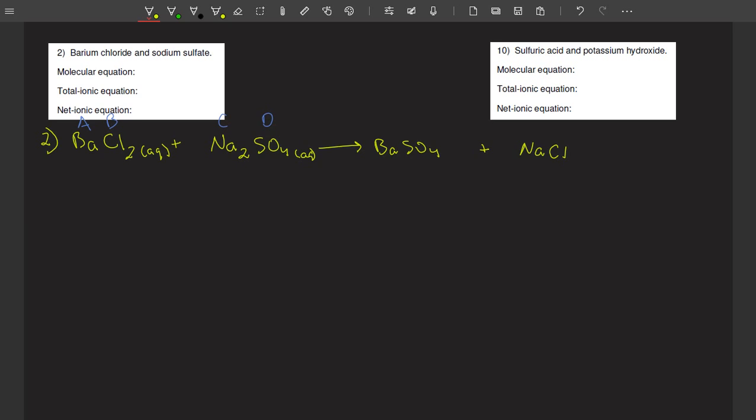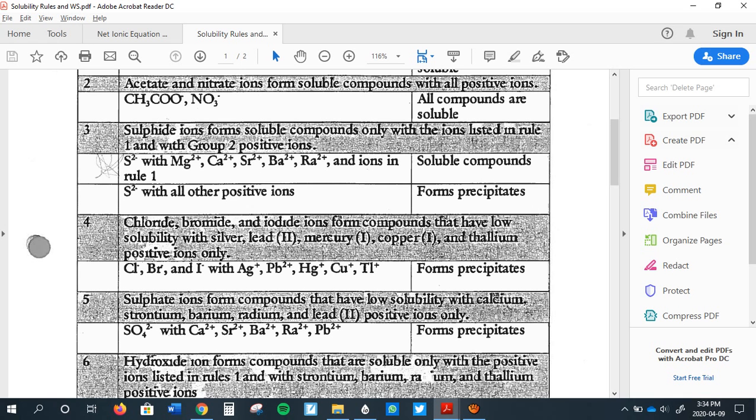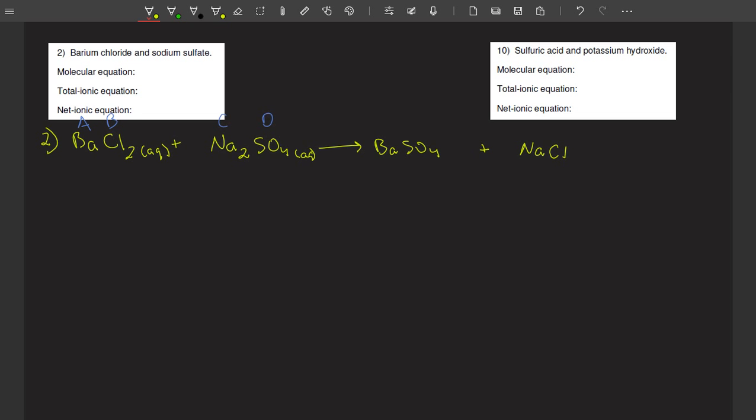Good. Barium sulfate. Let's look that one up. Sulfate again. But this time it's paired up with, you can see, barium, and it says sulfate with barium does form a precipitate. So we write solid.